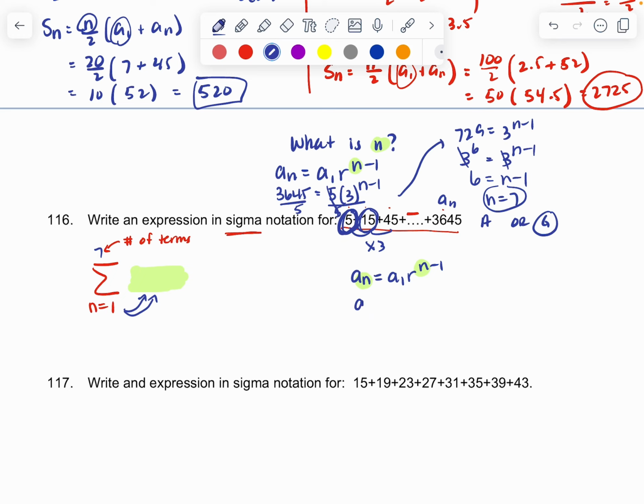Okay, so look, this will be a sub n equals a sub 1, that's the first term, which is 5, times the common ratio, 3, to the n minus 1. This is my formula, 5 times 3 to the n minus 1. And you can even check it out, like plug in n equals 1, plug in n equals 2. See if it's spitting out this series for you, okay? So there's your final answer.